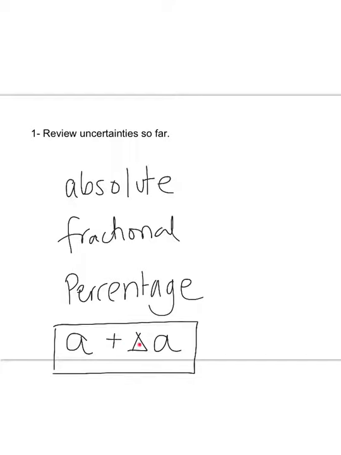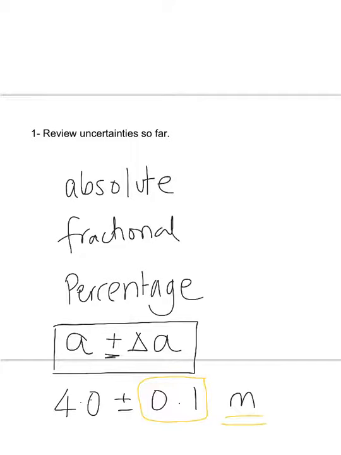plus or minus delta A, the change in A, could be a measurement of distance, right? So you could have, for example, 4 meters plus or minus 0.1 meters. I've never actually gone over this, but the unit goes at the end. You don't have to write it twice. So this is what we mean by the absolute uncertainty.